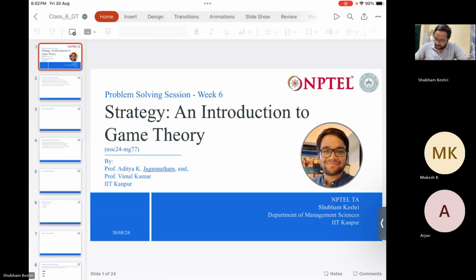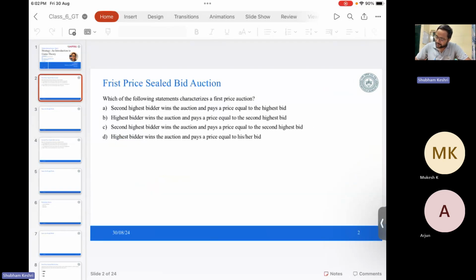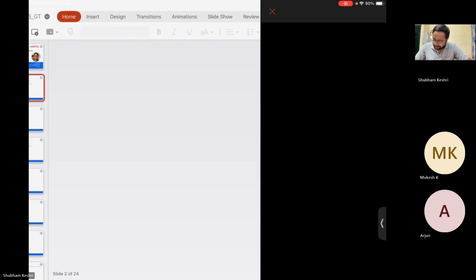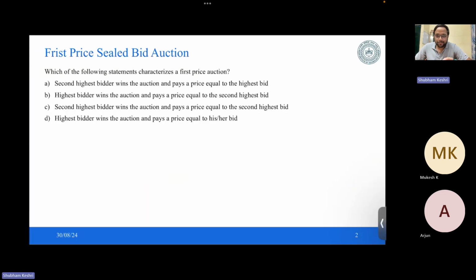All right. So we'll start. This is the first problem. The first few problems are about the definitions themselves, and then we'll move on to more involved questions. This first question is about first price auction, and it asks which one of the four statements describes a first price auction. You can take a minute and then respond with the answer.